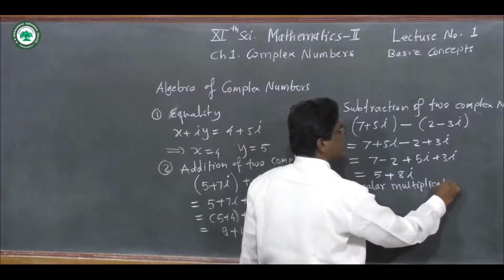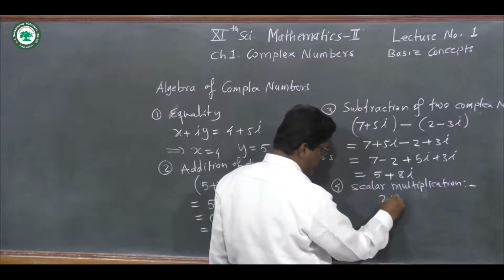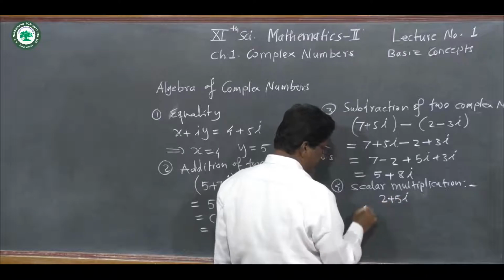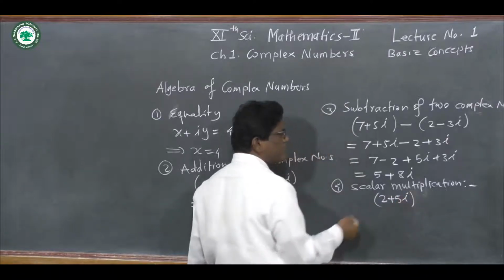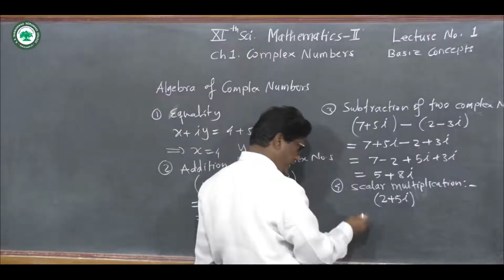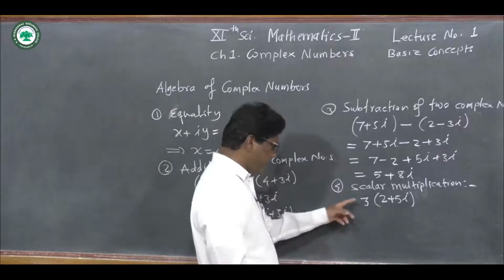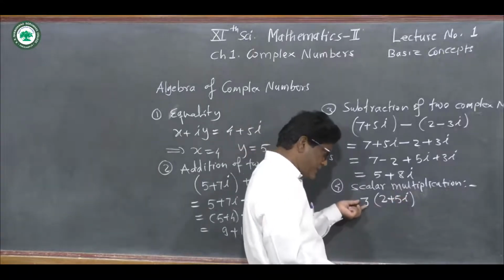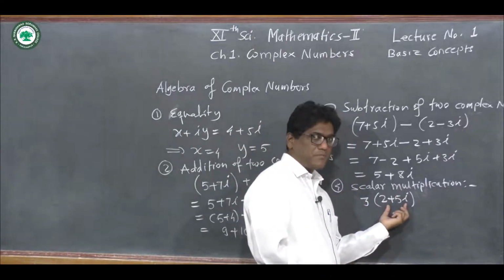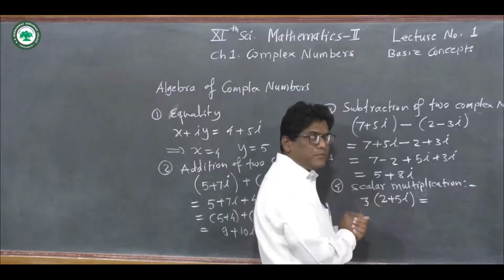Now how to take the scalar multiplication? Suppose 2 plus 5i is one complex number and we have to multiply this 2 plus 5i by any scalar, suppose k, or put k as 3. So 3 into 2 plus 5i, that is a scalar multiplication of a complex number. So this is equal to multiplying 3 inside the bracket to every term.